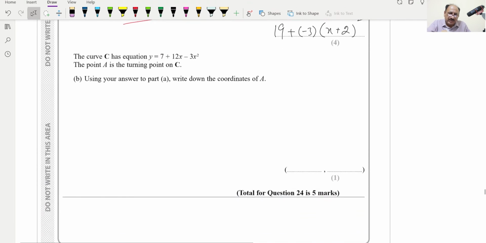The curve C has this equation, and a point A is the turning point on C. Turning point means the derivative will be equal to 0 at that point. Part B: using your answer to part A, write down the coordinates of A. So we have to write it down directly.